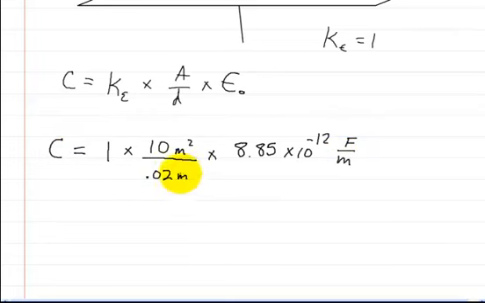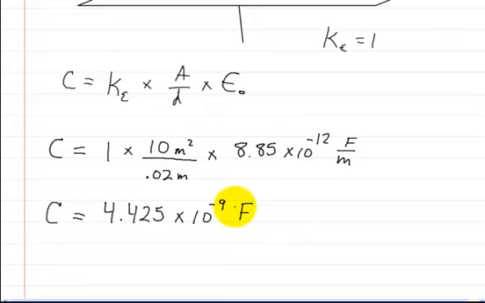So here you'll notice that you have 1 meter on the bottom and another meter down here. So these two are actually going to cancel out with this meter square, which will leave us just the farads. So if you multiply those out, I would just pop this into your calculator, you're going to get the capacitance of a parallel plate capacitor is equal to 4.425 times 10 to the negative 9 farads. And that's how you would use that formula to solve for the capacitance of a parallel plate capacitor.